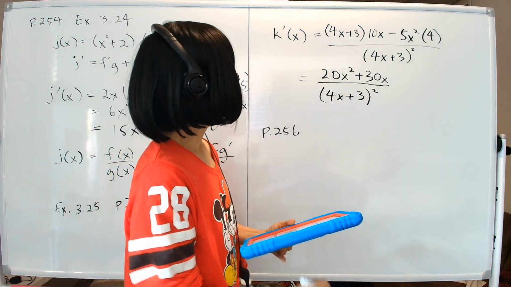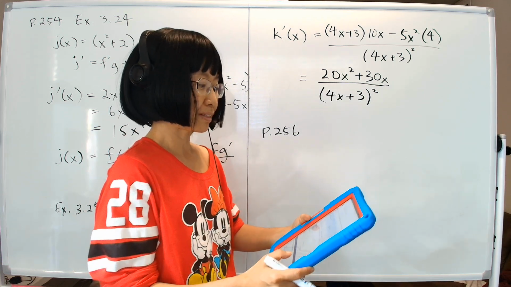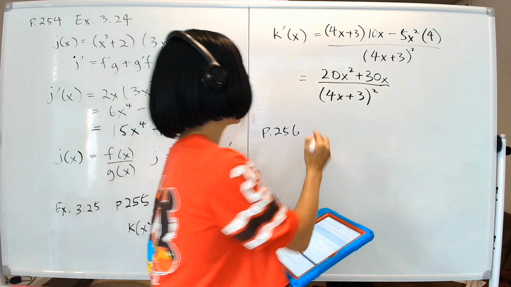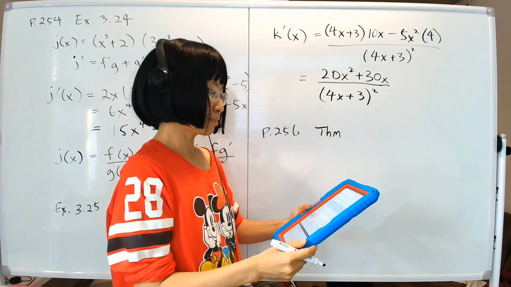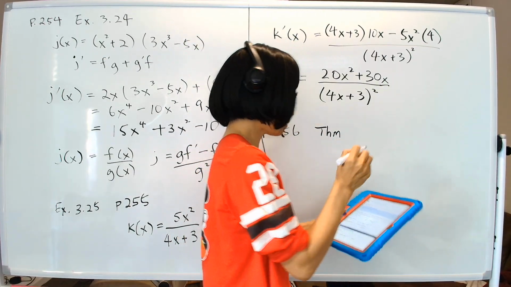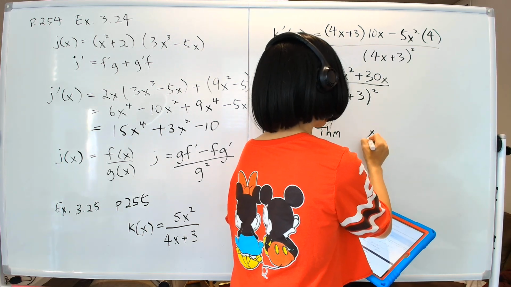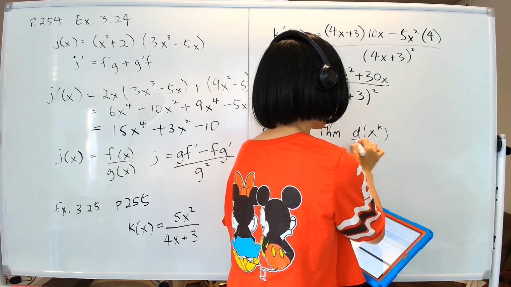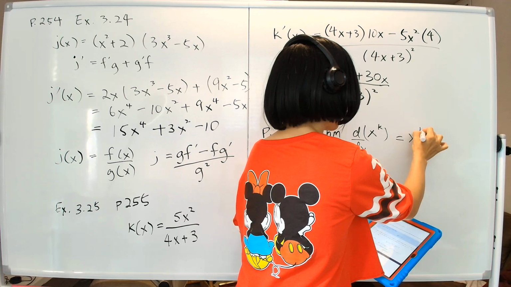Next, let's use the quotient rule to prove a neat little theorem. The next theorem on page 256 is theorem 3.7. Theorem 3.7 is similar to what we have already proved in the power rule, that is, the derivative of x to the power k is k times x to the power k minus 1.